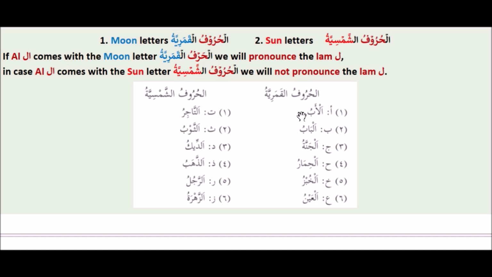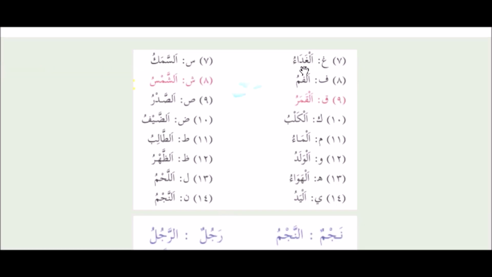Al-Abu, the father. Al-Babu, the door. Al-Jannatu, the garden. Al-Himaru, the donkey. Al-Khubzu, the bread. Al-Ainu, the eye. Al-Tajiru, the businessman. Al-Subu, the dress. Al-Diku, the rooster. Al-Dhahabu, the gold. Al-Rajulu, the man. Al-Zaharatu, the flower. Al-Ghadau, lunch. Al-Famu, the mouth. Al-Qamaru, the moon. Al-Kalbu, the dog.